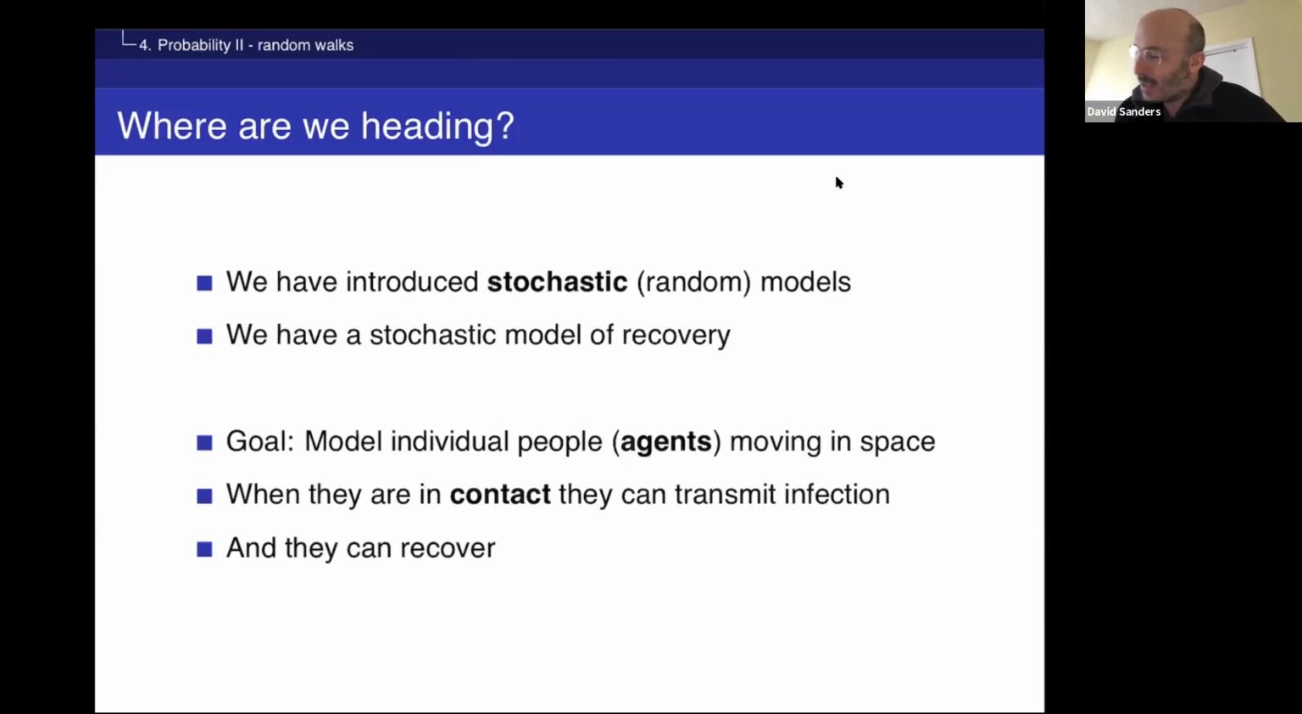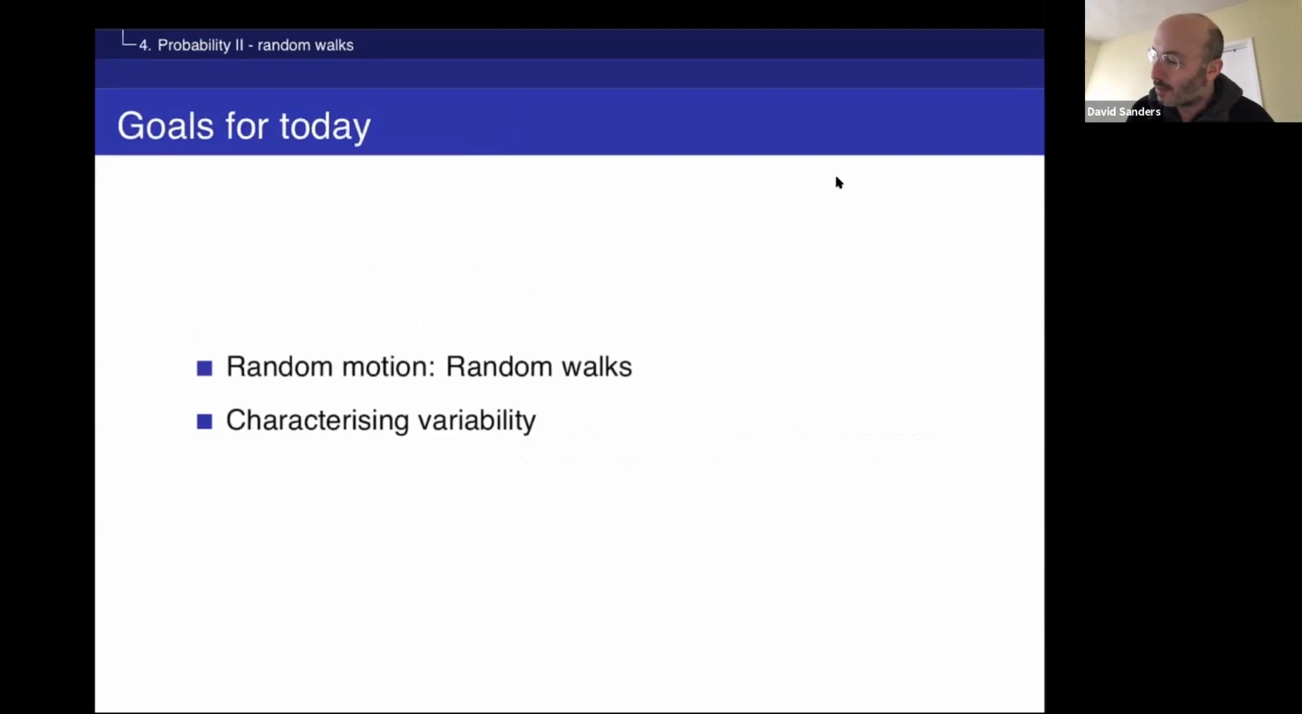So that's the idea. So today we're just going to look at this motion in space, and then we'll build up all the pieces so that next week you can actually start writing this simulation where we'll actually see an epidemic outbreak in a population moving in space. Okay. So we'll introduce this idea of what's called a random walk. It's a model of literally random motion in space. And we'll also look at how to characterize the variability of a probability distribution.